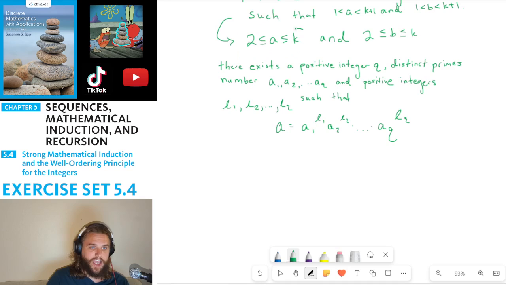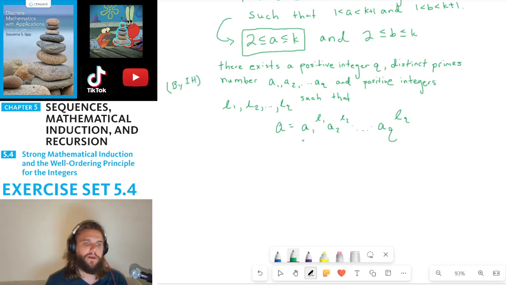Now, since a satisfies this inequality here, then by the inductive hypothesis, and I'll put here IH, which means by the inductive hypothesis, that means that there exists a positive integer q. I'm using a different local variable here.